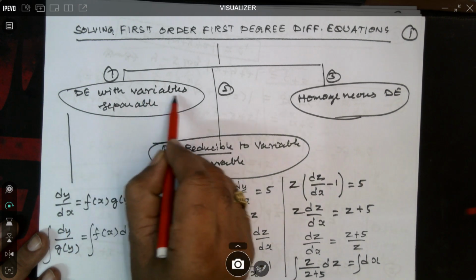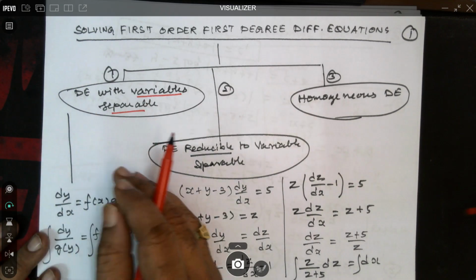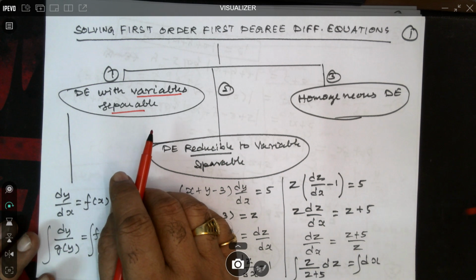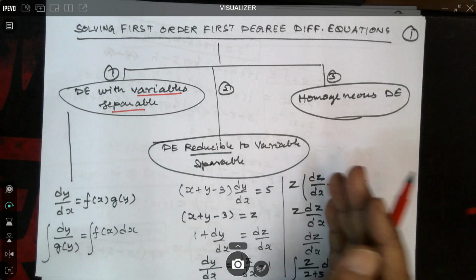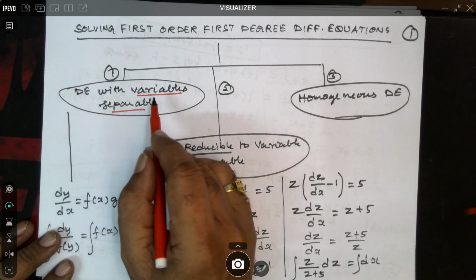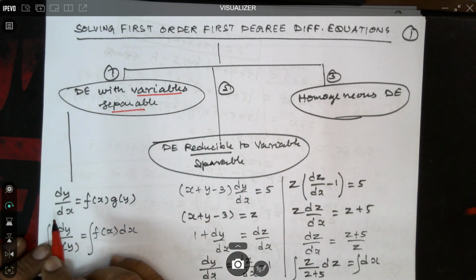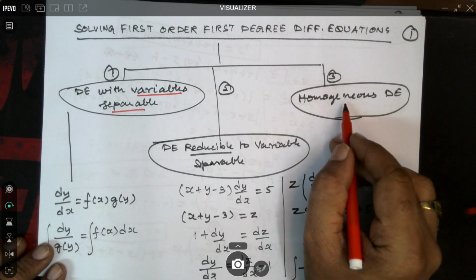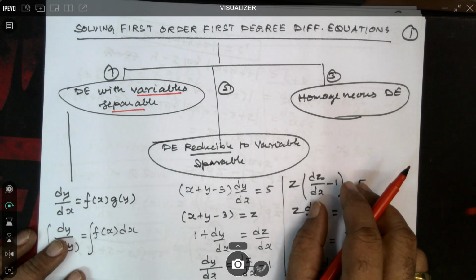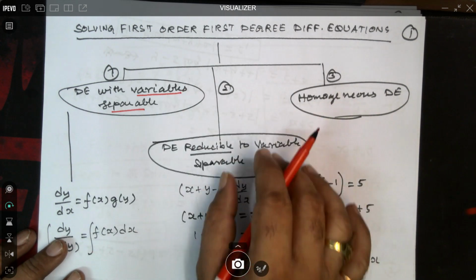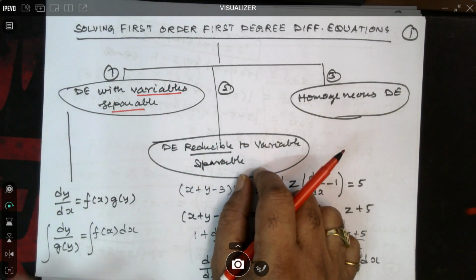Differential equation with variables separable. When you say variables, x and y are variables and they can be separated into LHS and RHS. So variables separable means they can be separated. And variables inseparable means they are fully homogeneous, and we have to adopt a different technique for that. In between, this is actually variable separable, but we have to make it variable separable in such a way that it should be reduced.